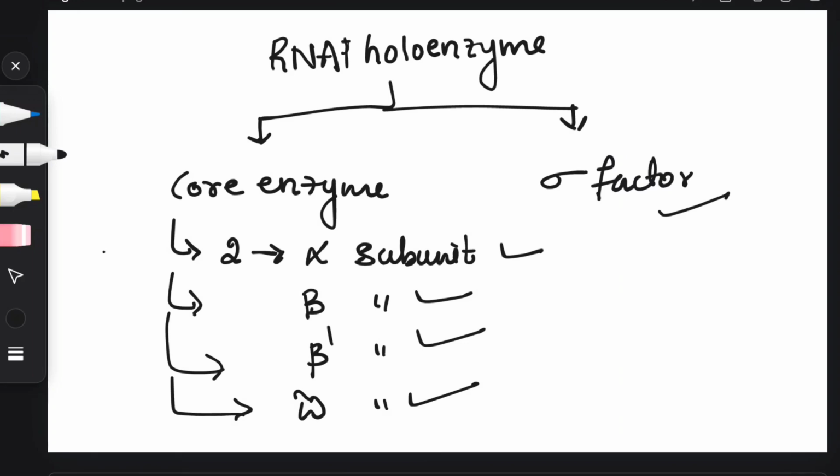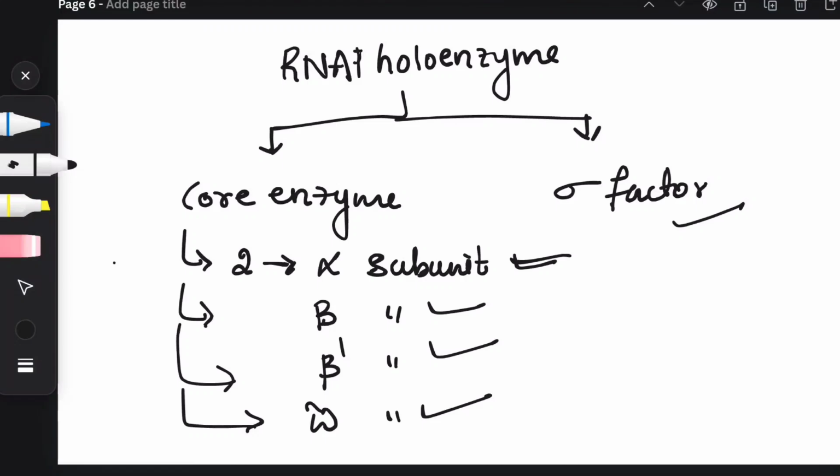Now if we go ahead with the functions of these core enzymes, the alpha subunit binds to the promoter region. Next we have the beta subunit, which acts as the catalytic site and binds to the NTP, and it also helps in giving the energy to the RNAP. Now we have the beta dash subunit. This beta dash subunit binds to the RNA holoenzyme, gives it strength and facilitates the movement of the RNAP holoenzyme. Next we have the omega subunit. It helps in the assembly of RNA polymerase.